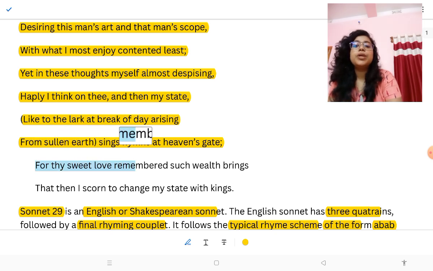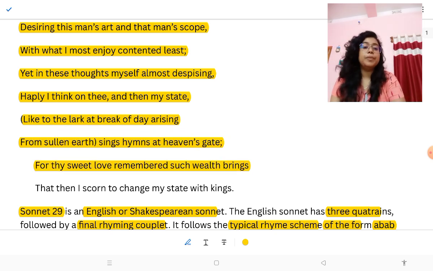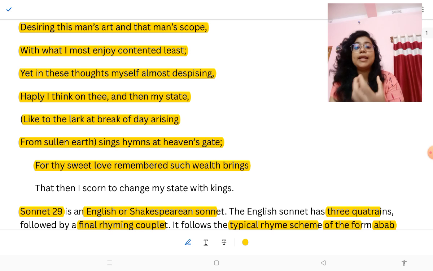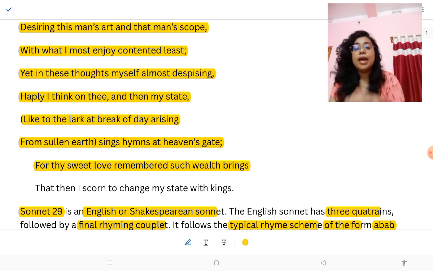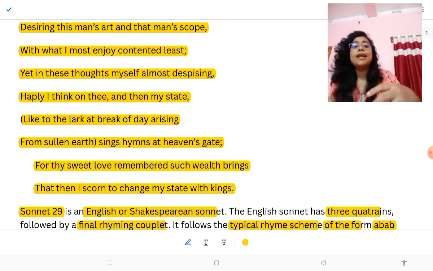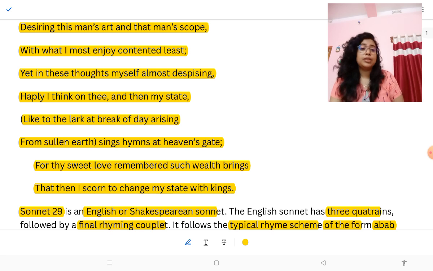"For thy sweet love remembered such wealth brings." So when I think about you, when I think about our sweet love, it gives me wealth. Wealth here does not mean the financial thing or money. Your love is the wealth for me, so that I scorn to change my state with kings. I can easily change my state with any king.